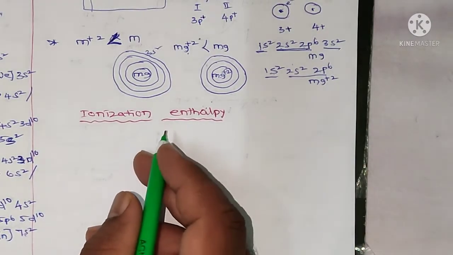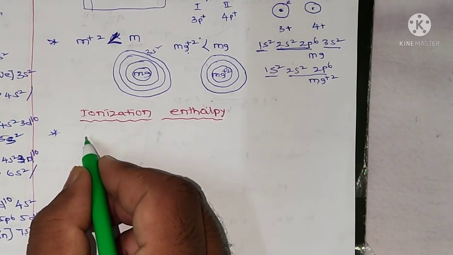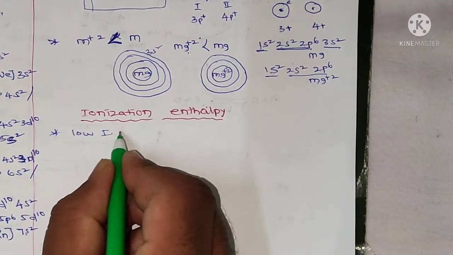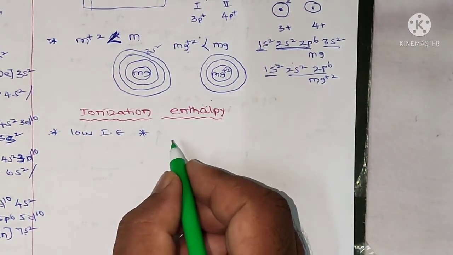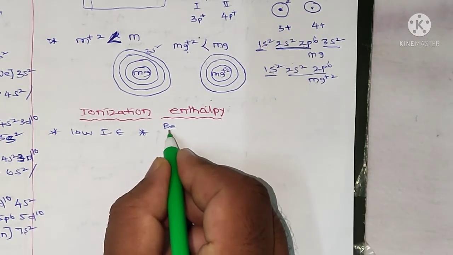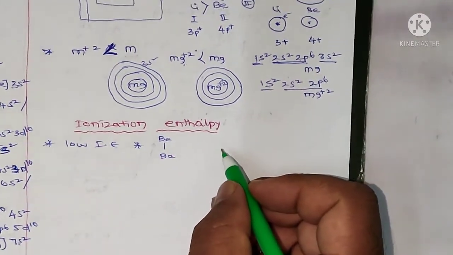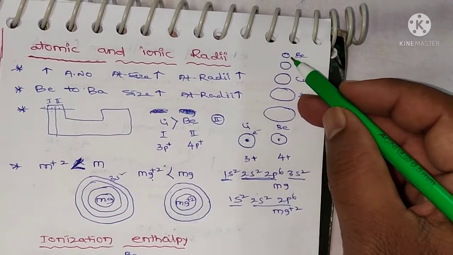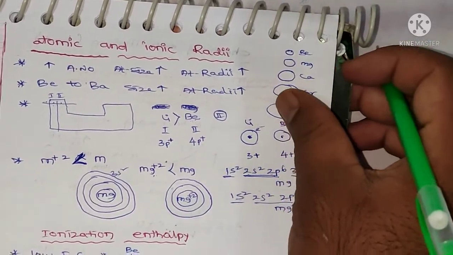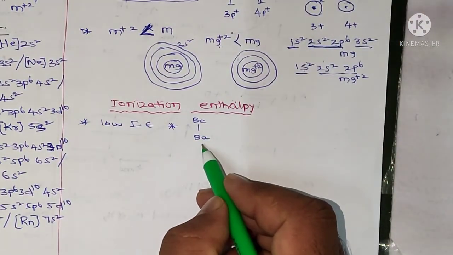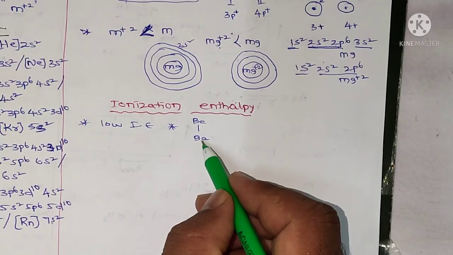Next one, ionization enthalpy. The alkaline earth metals have low ionization enthalpies. If you go from top to bottom in a group, means if you go from beryllium to barium, the atomic size increases. Already we discussed that. Then their ionization enthalpy decreases. So if you go from beryllium to barium, the atomic size increases, then the ionization enthalpies decrease.